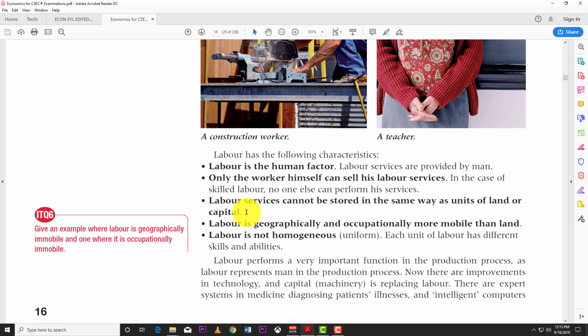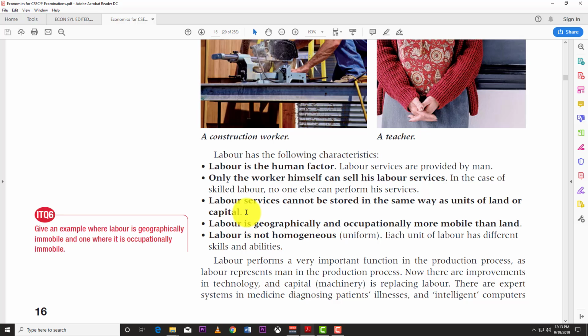So labor cannot be stored like other factors of production. And of course, labor is geographically and occupationally more mobile than land. Humans can always jump on a boat or a plane and go to the next island to work. That's the whole idea of CSME, the free movement of labor, of people. So you can move from one island in the Caribbean to the next to find a job. So labor is more mobile than other factors of production.